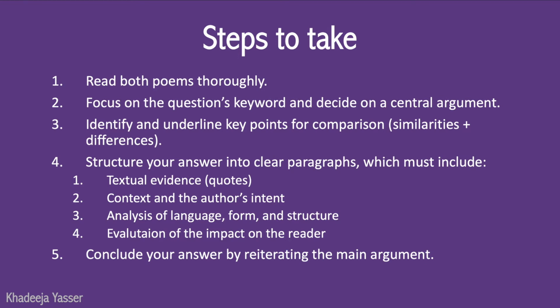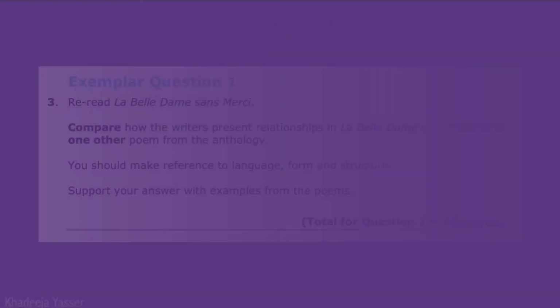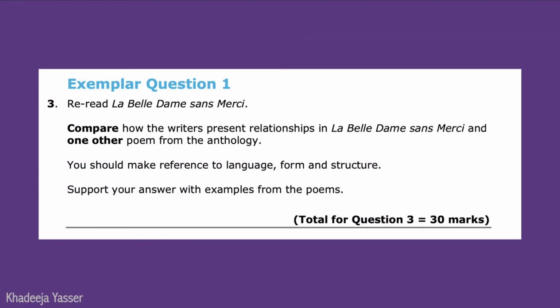Now we're going to go through these steps again while looking at an exemplar student answer which got 30 out of 30. But before we do that, let's look at the question itself. This is an example question from the exemplar answer PDF, which is also linked down below, by the way. Now, the first thing you have to notice here is how it directly says compare. So okay, we have to compare here, nothing else. You don't have to analyze the poem, you have to compare two poems.